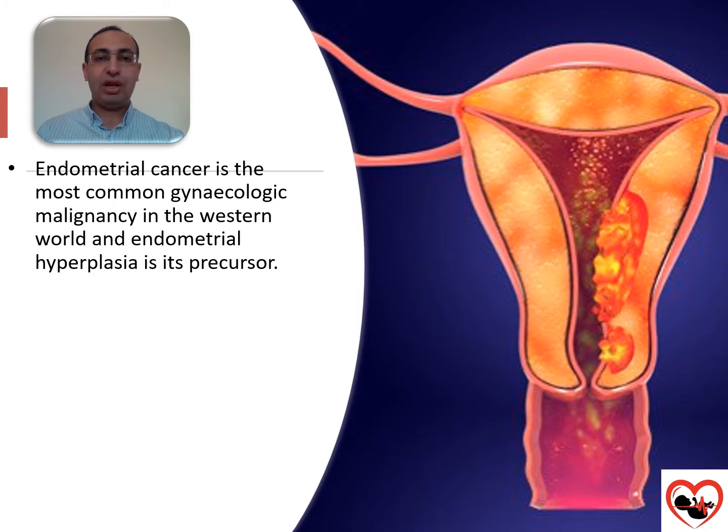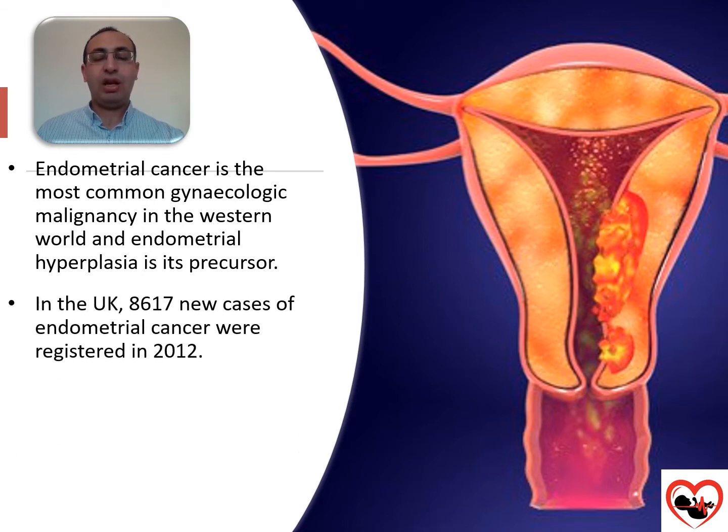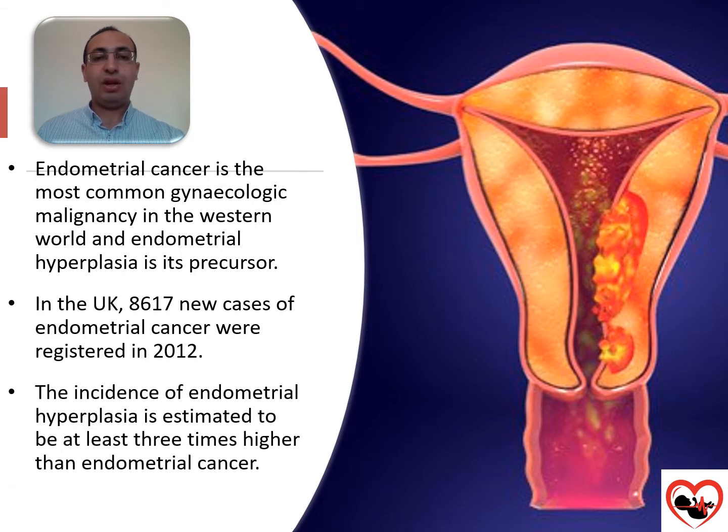Endometrial cancer is the most common gynecologic malignancy in the Western world, and endometrial hyperplasia is its precursor. In the UK, more than 8,000 new cases of endometrial cancer were registered in 2012. The incidence of endometrial hyperplasia is estimated to be at least 3 times higher than endometrial cancer.